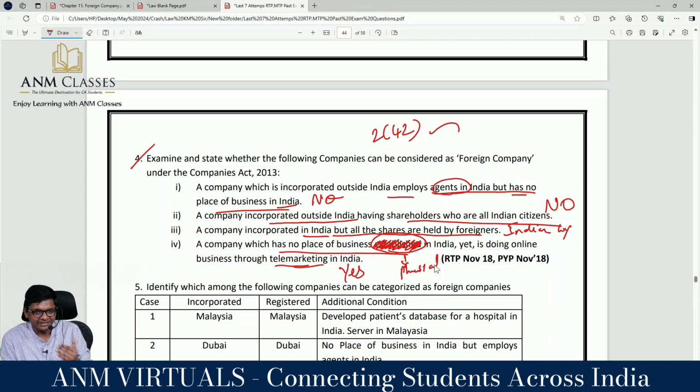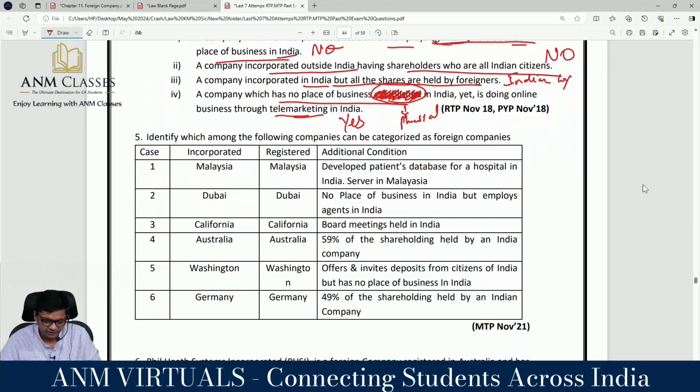Like this and all you can expect, guys. I can't tell exactly what the final will have. This and all can easily be asked. Otherwise, nothing else they can ask.